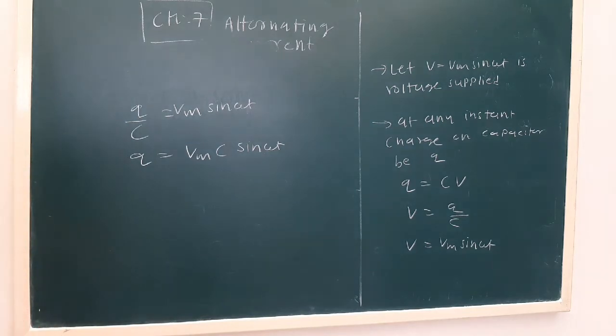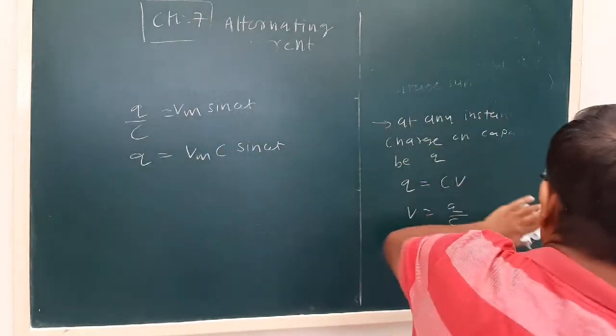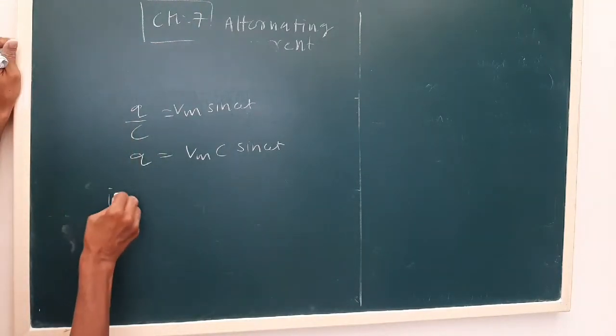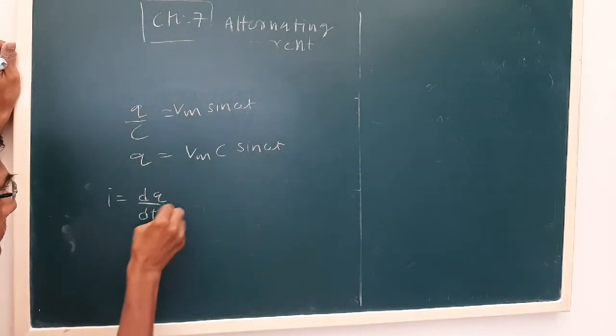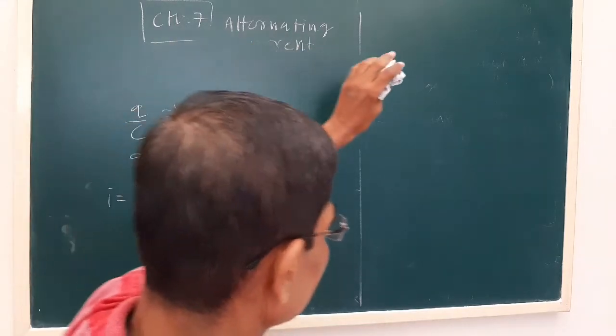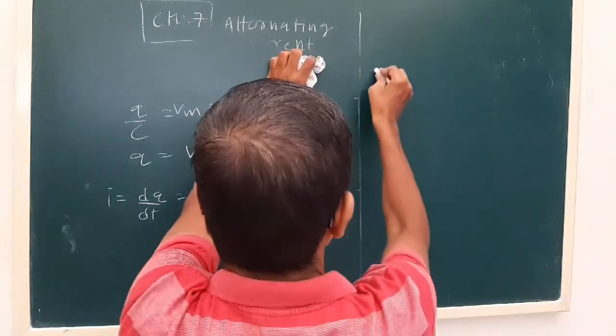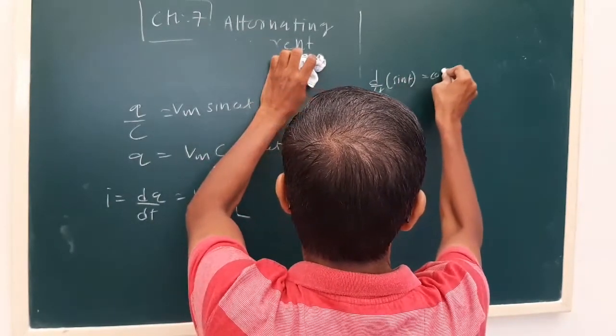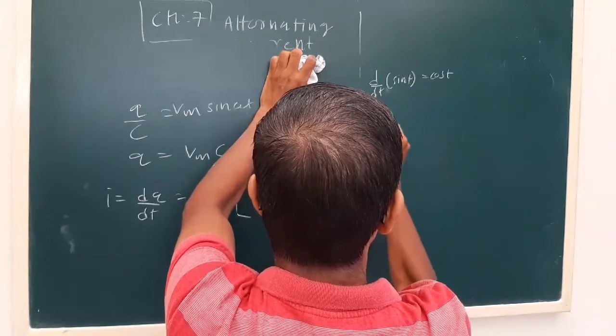Now we have to derive the equation of current. Now see, the current is dq by dt. So I is equal to dq by dt of Vm into C sin omega t. Now recall the rule of differentiation: d by dt of sin t is cos t.